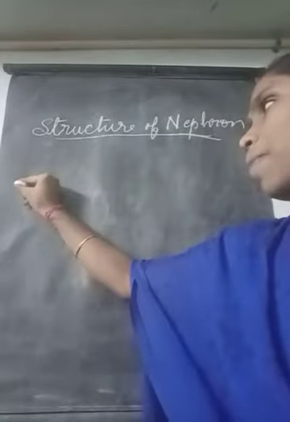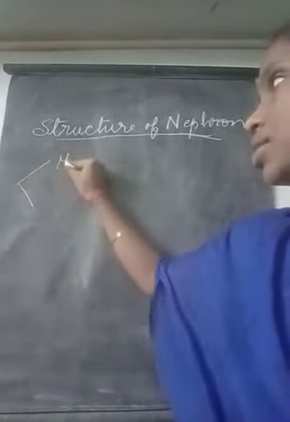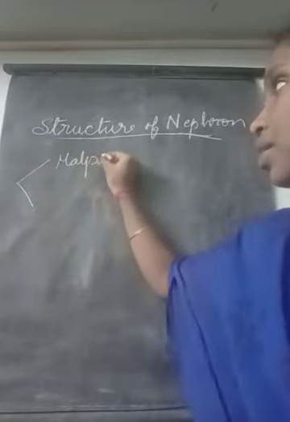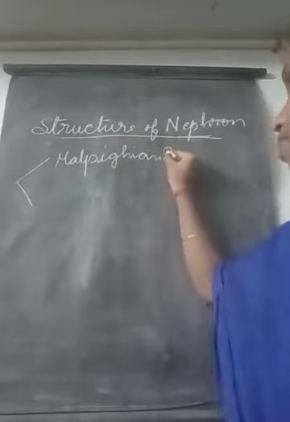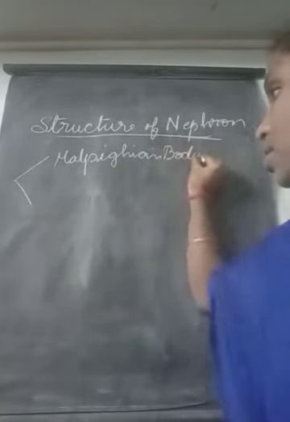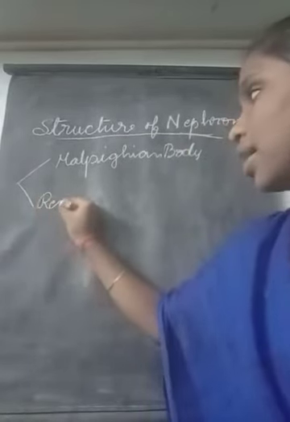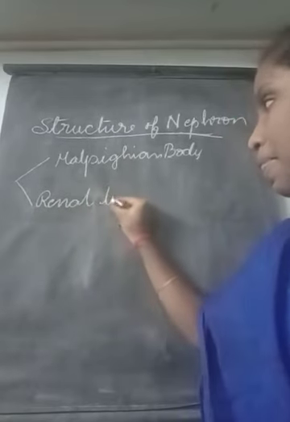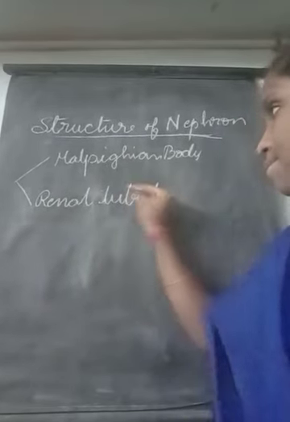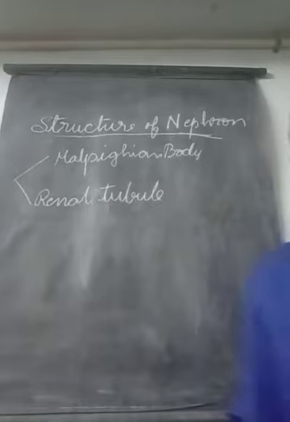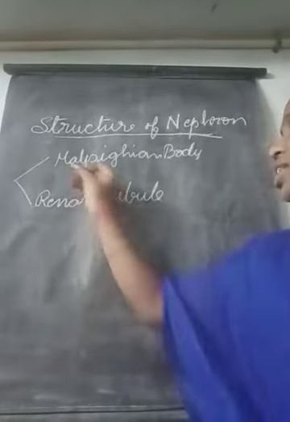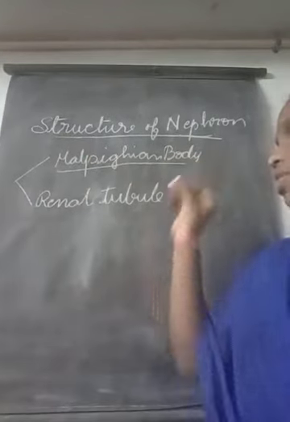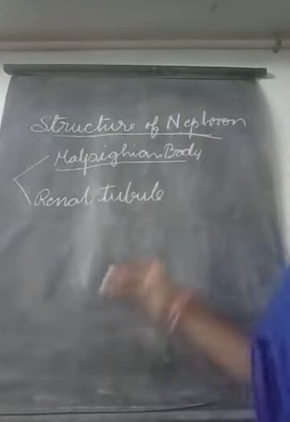Nephron has two parts. One is the Malpighian body, and the other one is the renal tubule. Yes, one is the Malpighian body and the other one is the renal tubule. The Malpighian body we already discussed. What is a Malpighian body?